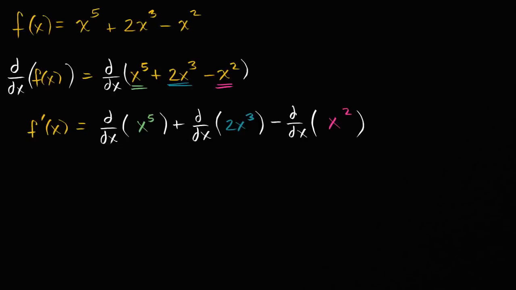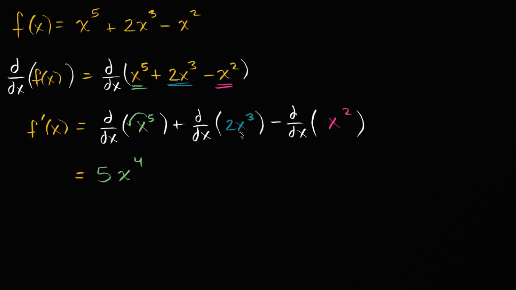And so what is this going to be equal to? Well, this is going to be equal to, for x to the fifth, we can just use the power rule. We can bring the 5 out front and decrement the exponent by 1. So it becomes 5x, we could say to the 5 minus 1 power, which of course is just 4.